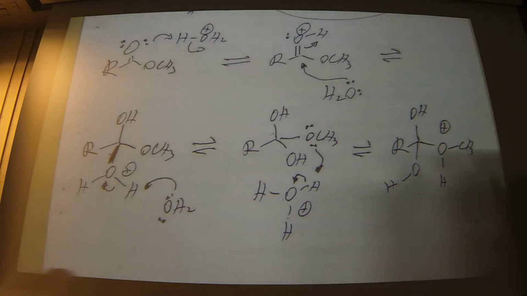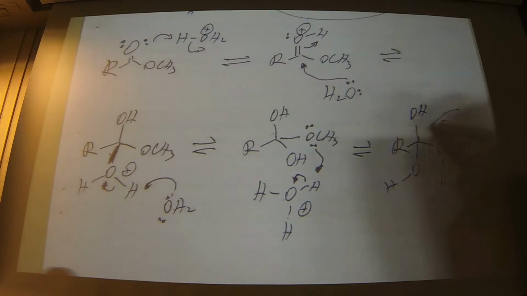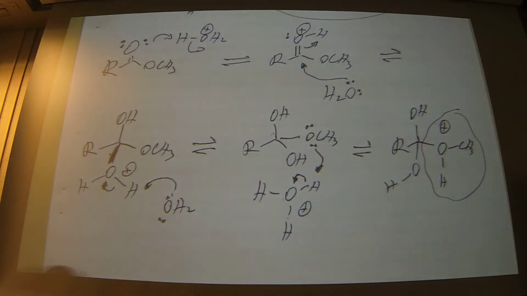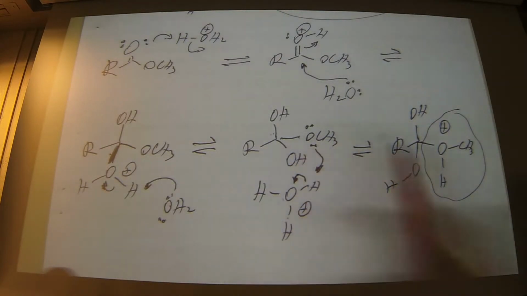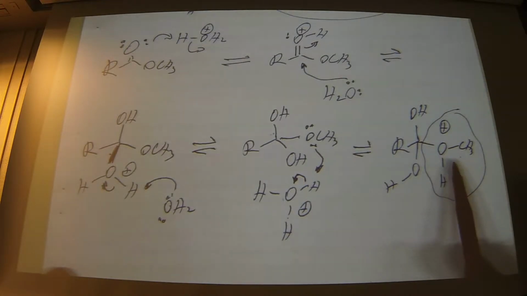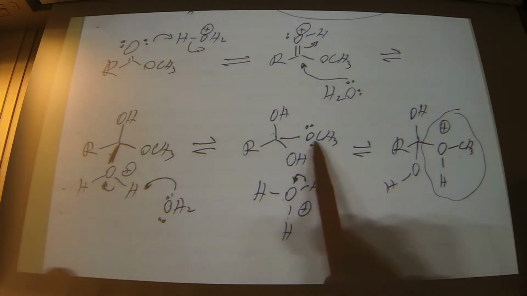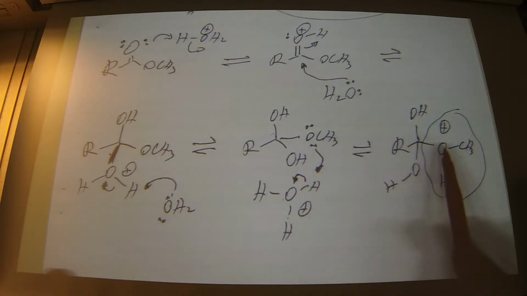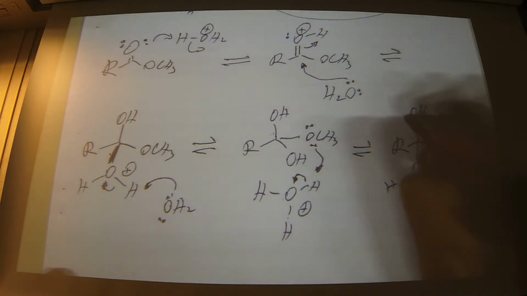Okay, now at this point, I have a very good leaving group. This whole piece here is a good leaving group. Over here, it's not, because here it will leave as methanol, a neutral molecule. Here, it would have to leave as methoxide, a strong base, and therefore not a particularly good leaving group. So this is a better leaving group than that. And so what happens next is just what you expect.